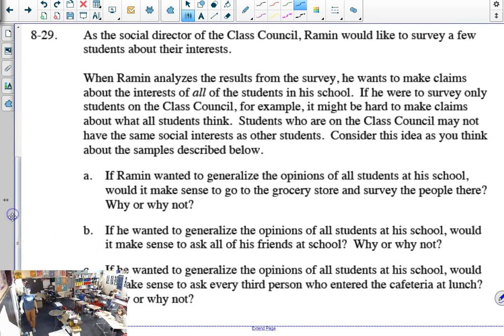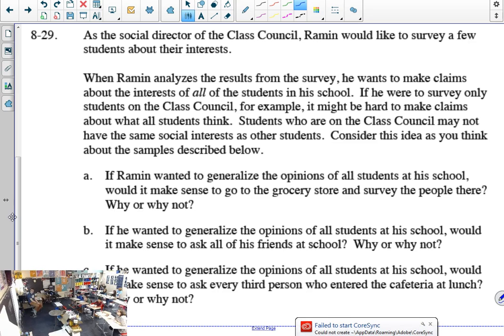As the social director of the class council, Raman would like to survey a few students about their interests. When he analyzes this survey, he wants to make claims about the interests of all students in the school. We may do this at the end of the year and present some data about Phoenix. If you were to survey only students of the class council, it might be hard to make claims on what all students think. Why? That'd be easy, right? We can talk to the people right close to us. But not everyone agrees on who the class council is, and they're just different people in general. The class council is probably going to be the go-getters, people that step up to do things that other people don't necessarily want to. So students around the class council may not have the same interests. Hopefully, if it's a true student council where people are elected, they represent your interests, but you can't be certain.